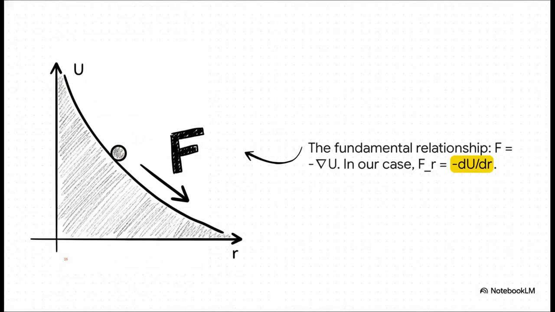And here's the math that brings our analogy to life. Force is the negative derivative of potential energy. For this problem, since everything just depends on the distance r, it simplifies to F equals negative dU by dr. Now that minus sign, it's not just there for decoration. It's absolutely crucial. It tells us that the force always points downhill. It always pushes a particle towards a place with lower potential energy.